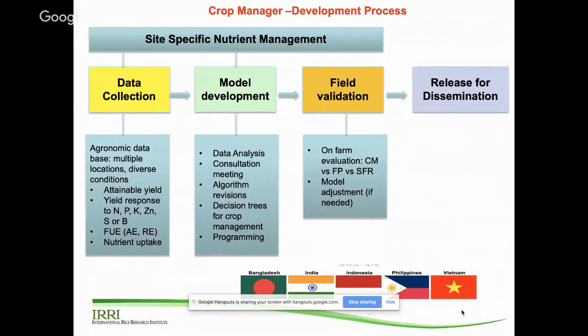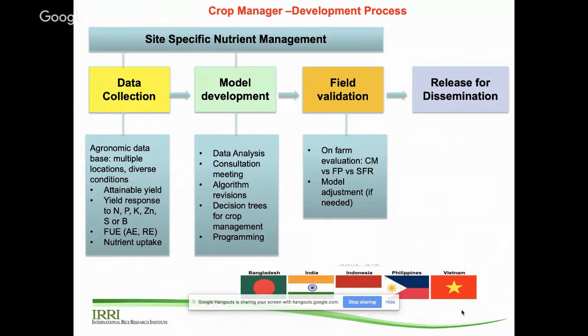We do the data analysis. We also do a lot of consultation meetings with the national partners, other CG members, and also even the policymakers. The algorithms are developed, and the decision trees for crop management are developed. All these are then programmed to develop the beta version of the tool.